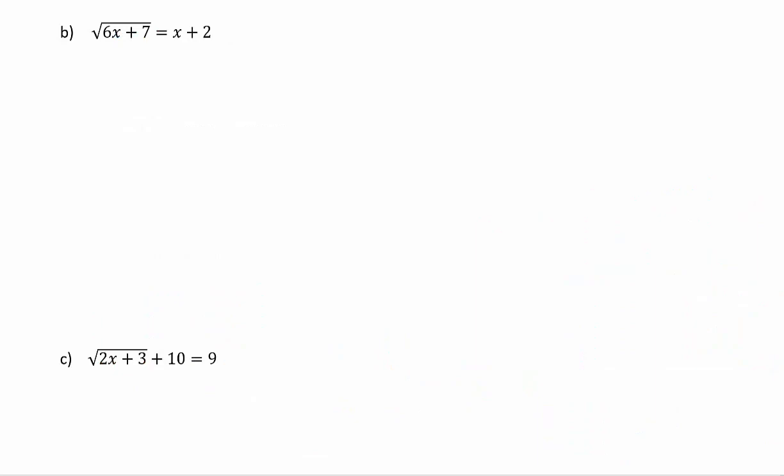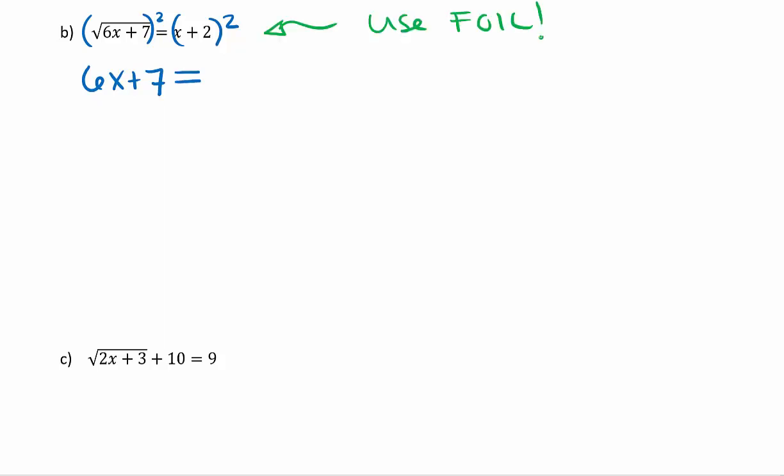Now let's look at a slightly more complicated example. We're going to do the same thing though. The radical is by itself, so I'm going to start by squaring both sides. When I square the left-hand side, that gets rid of the radical, and I just have 6x plus 7. I have to be a little bit careful when I square the right-hand side. I want to make sure I use FOIL on that.